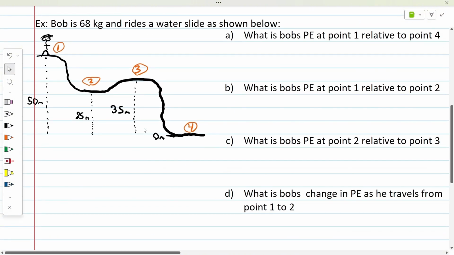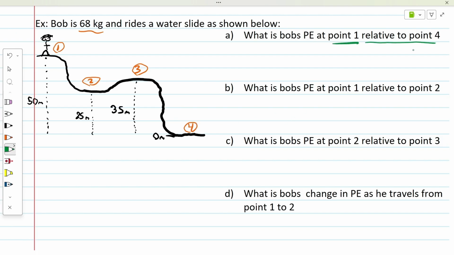So we have Bob, who is 68 kilograms, rides a water slide as shown below. So he starts at point 1, up here at 50 meters. He travels down, back up, and then all the way down. So we just want to figure out what is his potential energy along this path. So we want to know, in this first part, what is Bob's potential energy at point 1 relative to point 4? So when it says relative to point 4, we're going to make point 4 the reference point where the potential energy equals 0.